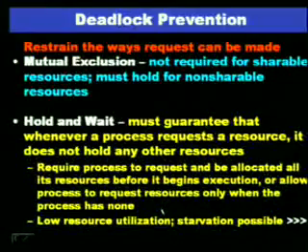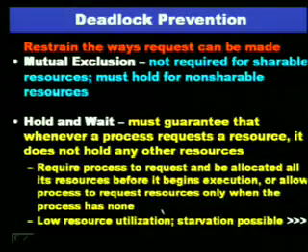Now, one of them is deadlock prevention. What are the methods through which we can prevent deadlocks? As we discussed earlier, there are 4 conditions. Only if all 4 conditions are there will the deadlock occur: mutual exclusion, hold and wait, no preemption, and circular wait. In case all these 4 conditions are there, deadlock will occur.